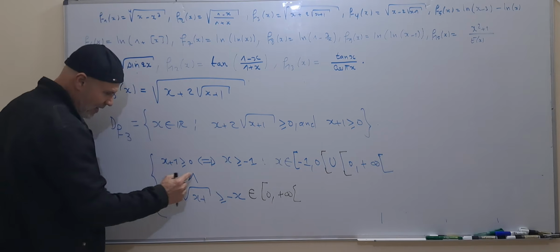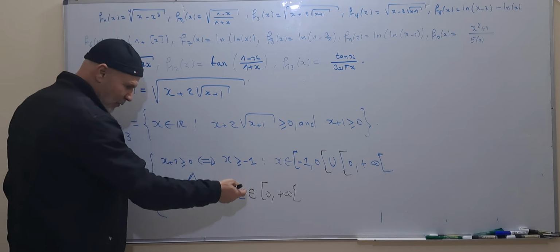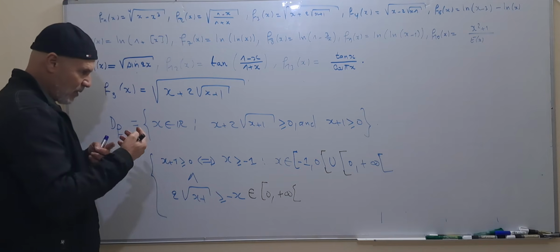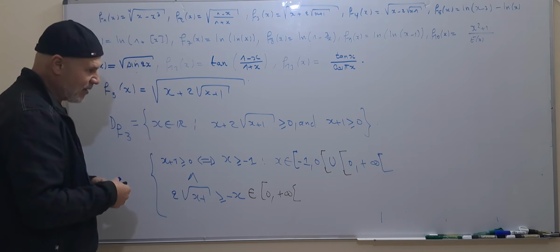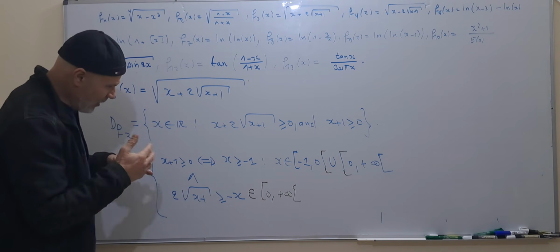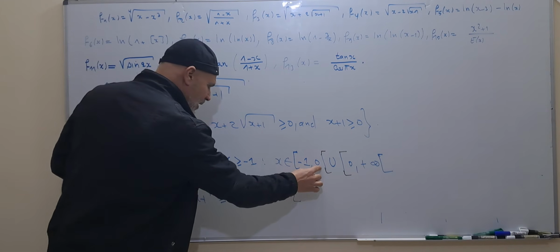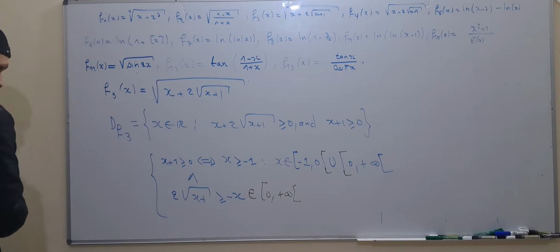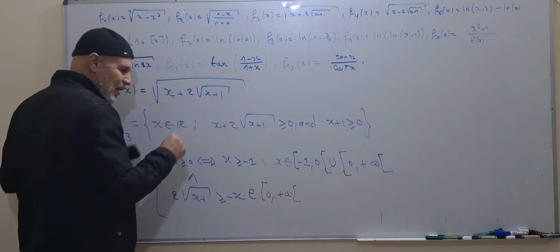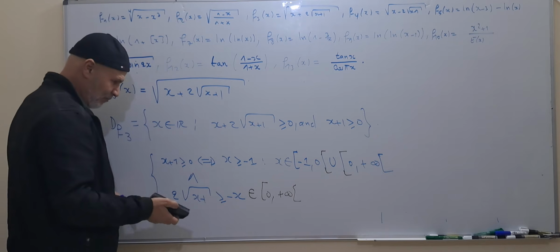And all positive things, we know that they are greater than or equal to all negative things. If x belongs to 0 plus infinity, this is trivially true. So we are interested in the case which is subject for discussion, when x belongs to minus 1, 0. When x belongs to minus 1, 0, minus x will be positive. So we can solve this equation using the formula.